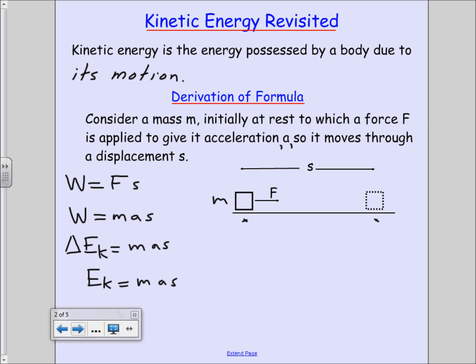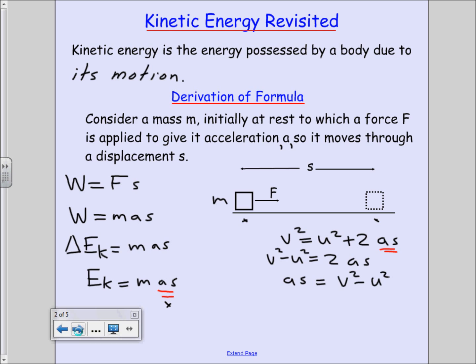Right, now what we want to do is get rid of the AS part from here. And so we're going to hark back to our equations of motion. V squared equals U squared plus 2AS. Just a bit of trickery. In a sense, there's our AS. We want to make that the subject in the equation and then substitute that over here in place of the AS. So V squared minus U squared equals 2AS. AS equals V squared minus U squared divided by 2.